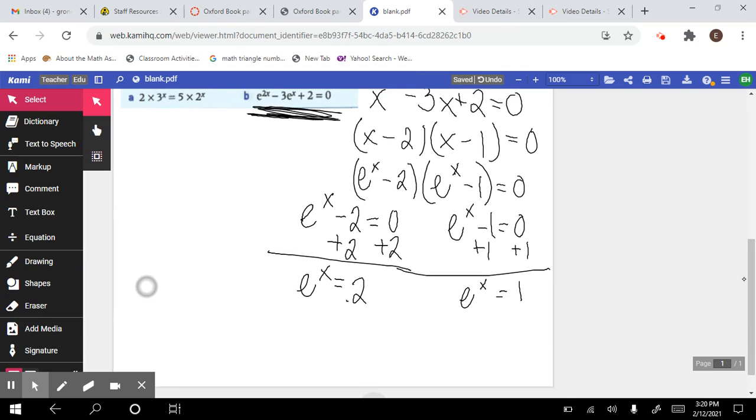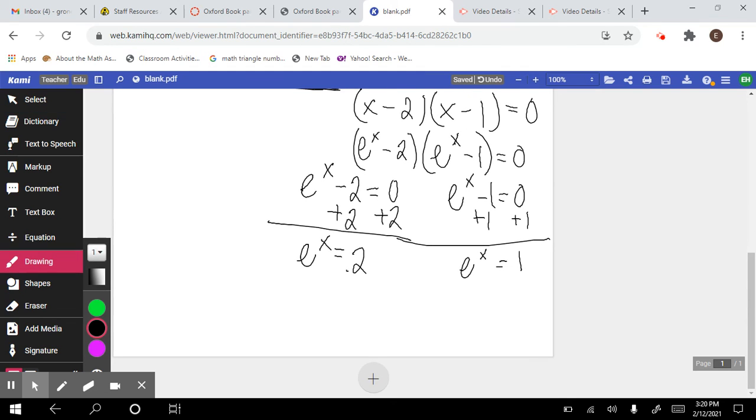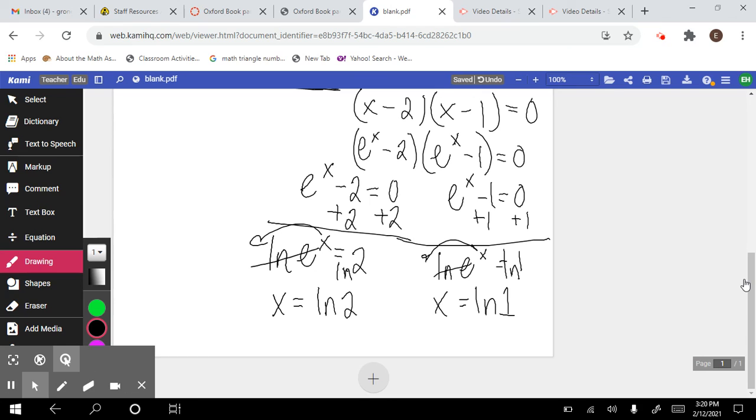In order to simplify e to the x, remember the part that's an inverse for e is natural log. And I'm going to do that to both sides. And that's going to help bring our x down. Same rules for natural log. I have x equals natural log of 2. I have x equals natural log of 1. And then you're just going to plug both of those into a calculator.